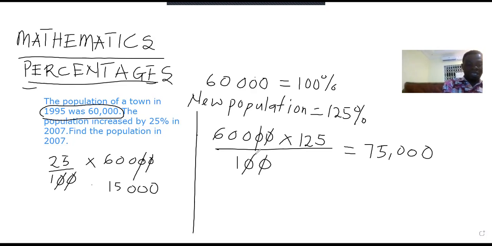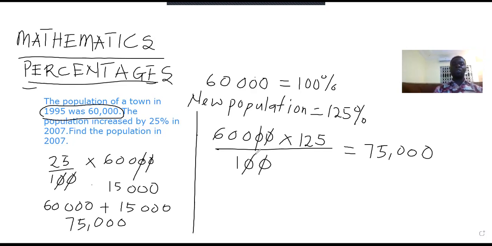So we have 60,000 plus 15,000, and that will give us 75,000. So the population in 2007 will be 75,000. We can use proportion or we can use the alternate approach.